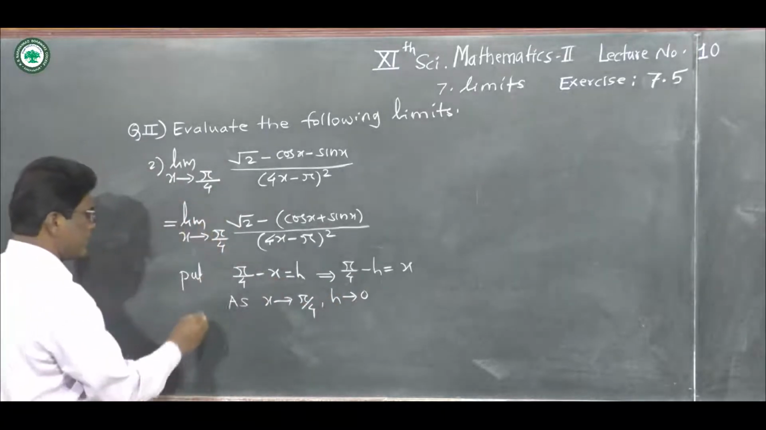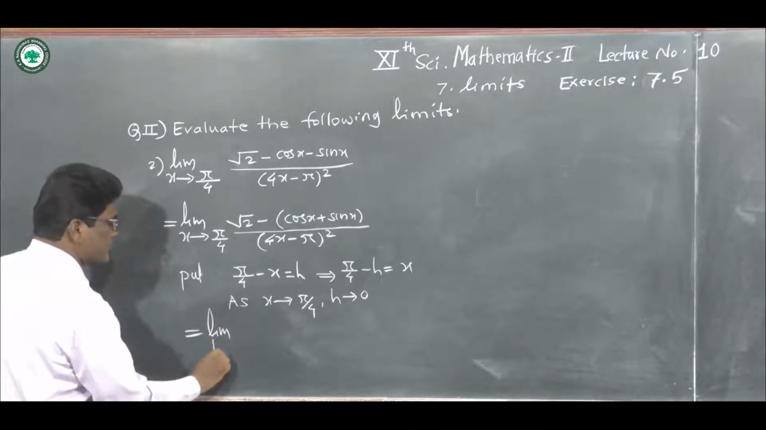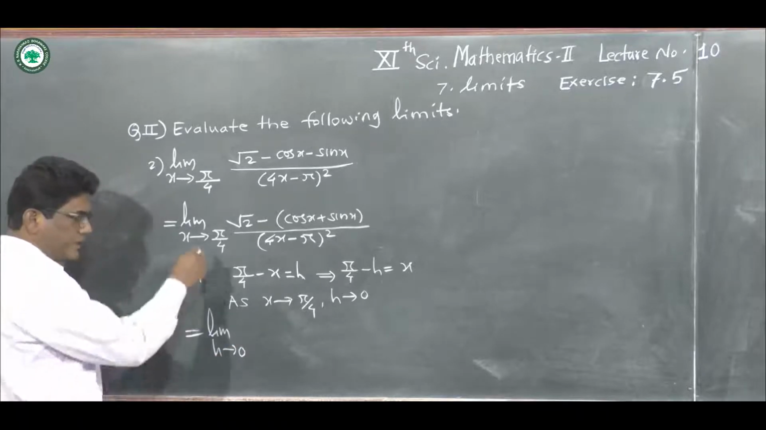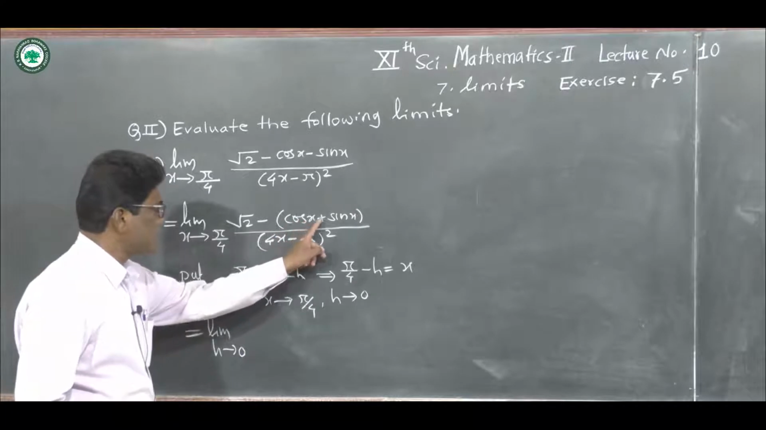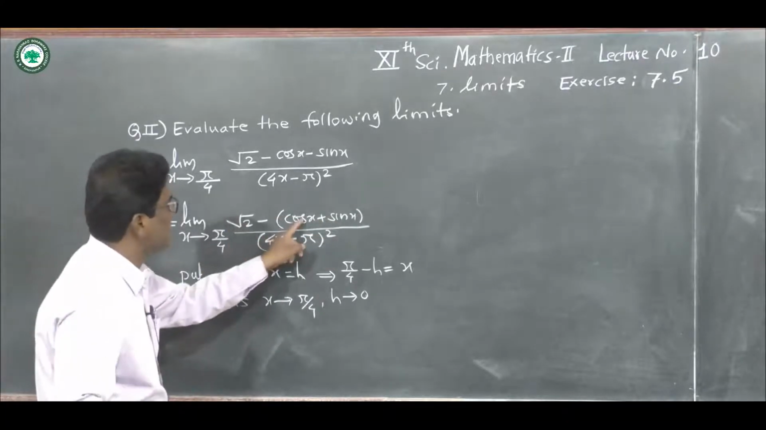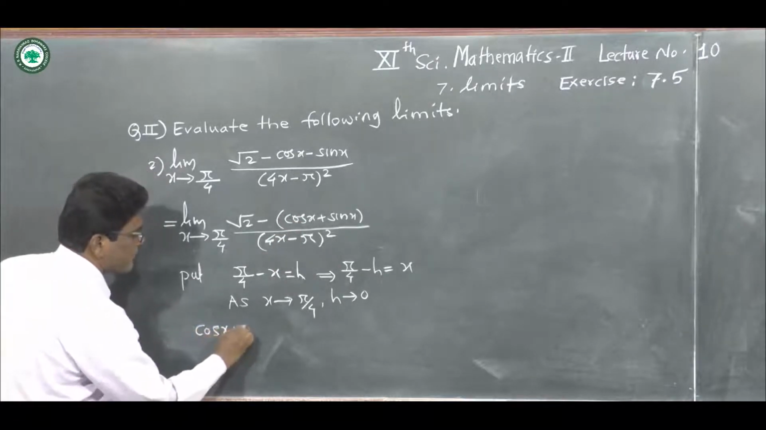And therefore this limit becomes, this is equal to the limit as h tends to 0. We take the solution of this separately, cos x plus sin x, and then we solve this limit. So take a separate solution of cos x plus sin x. So consider here cos x plus sin x.